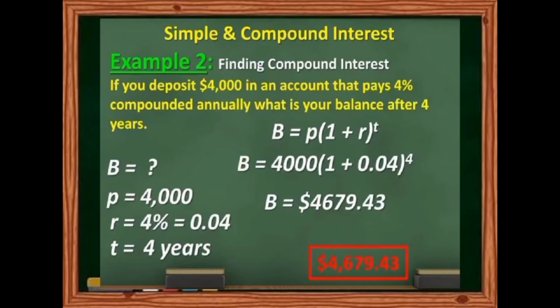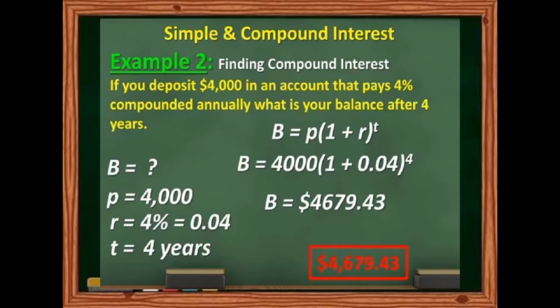Then our P, or the principal, the amount at the start, is $4,000. The next is our rate. The rate given from the problem is 4%. Then the time stated in the problem is 4. We are going to substitute all the given values from the problem to get the balance after 4 years.